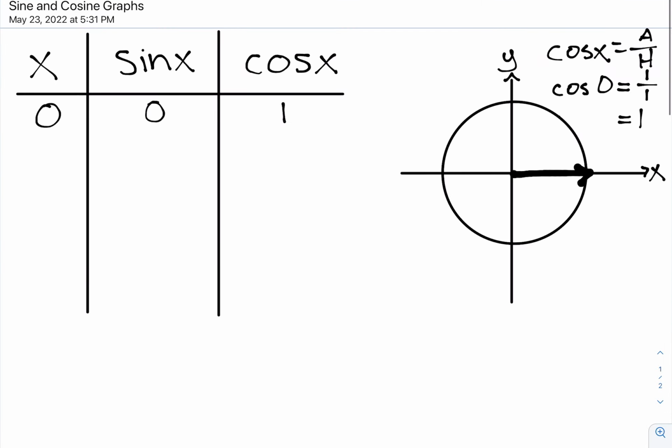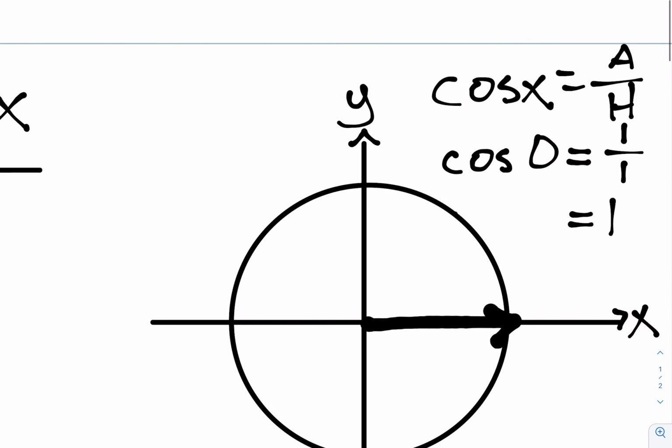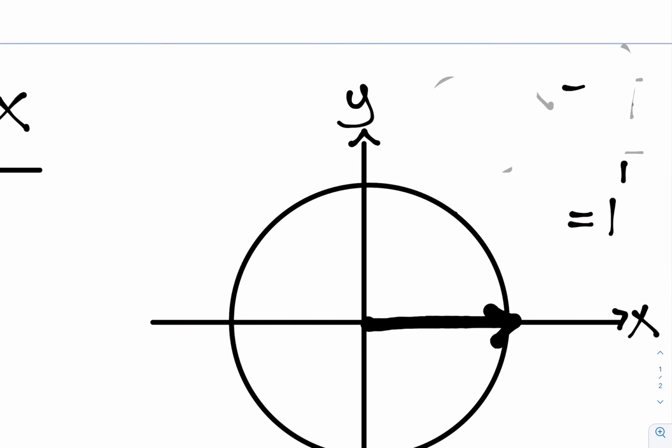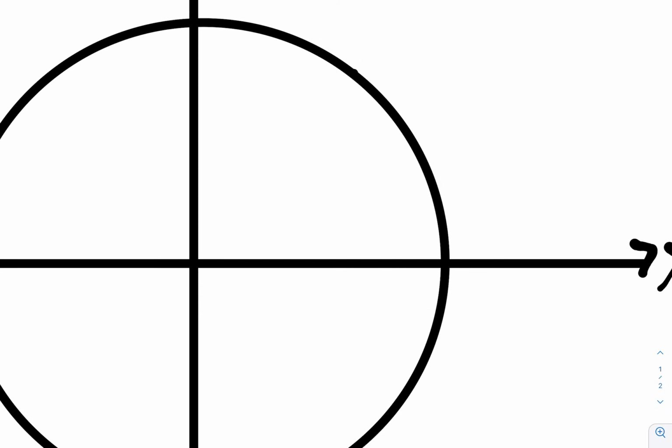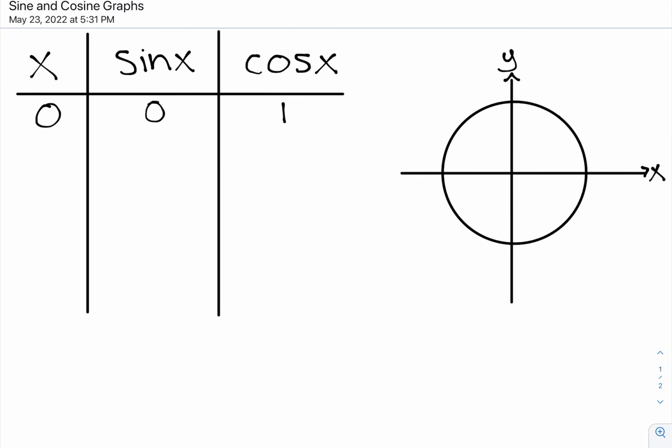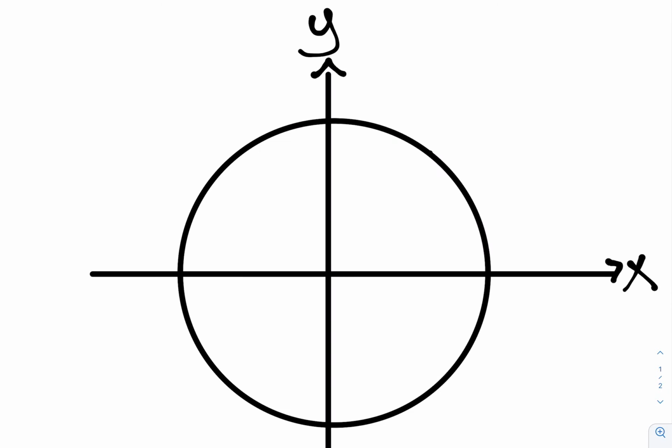Okay, so we kind of have our table filled out a little bit now. We got our first row done. Now that we're done looking at the angle theta equals 0, now let's look at if theta equaled pi over 2. Well, pi over 2 is right here. Okay, so remember this radius is 1, and our angle is pi over 2.